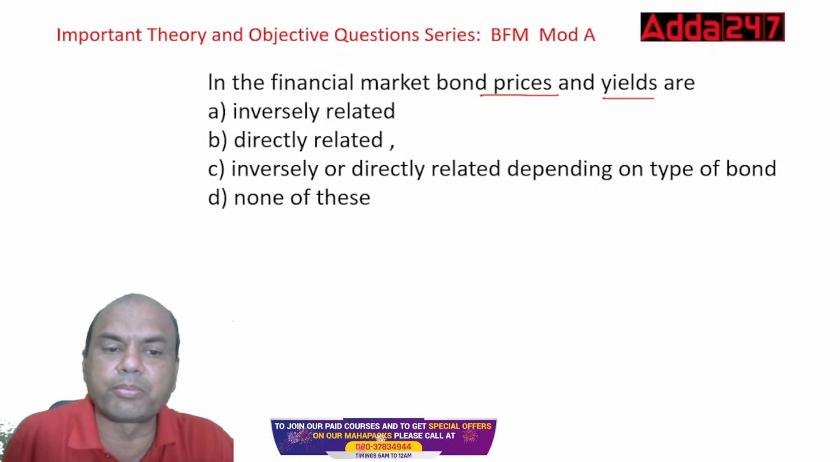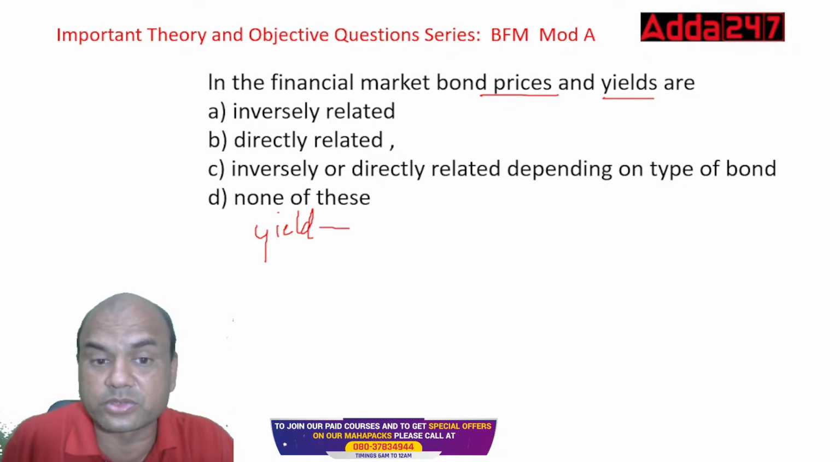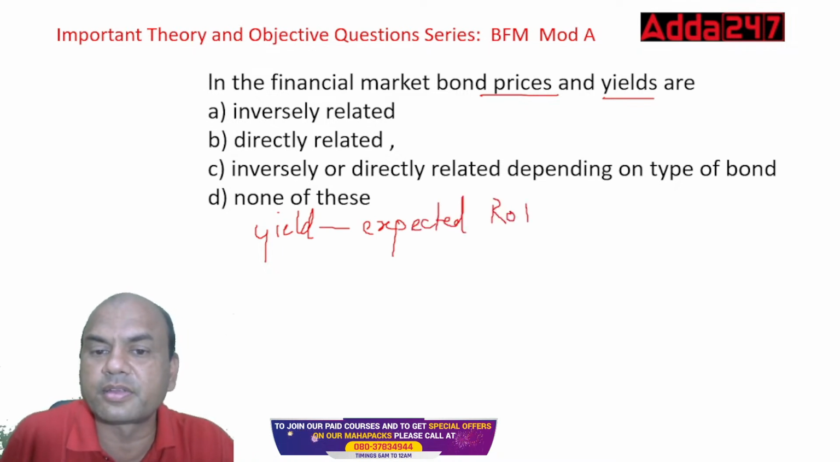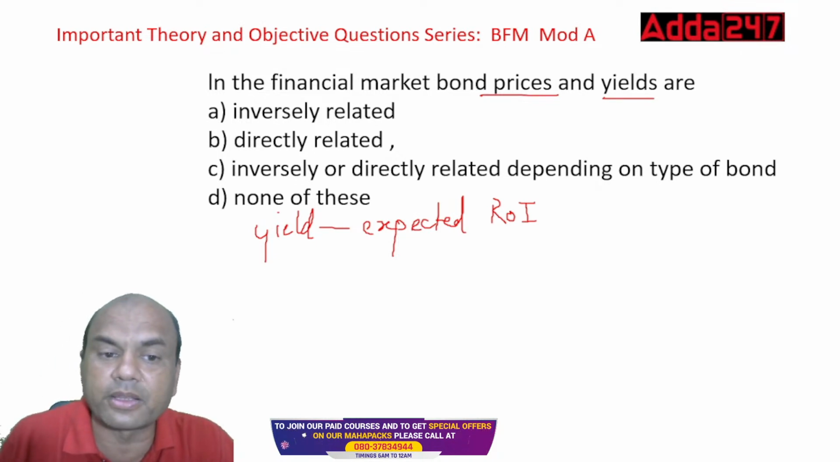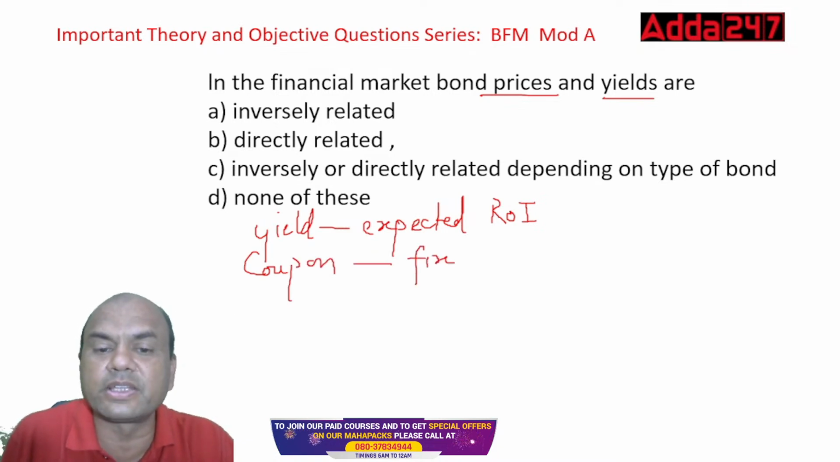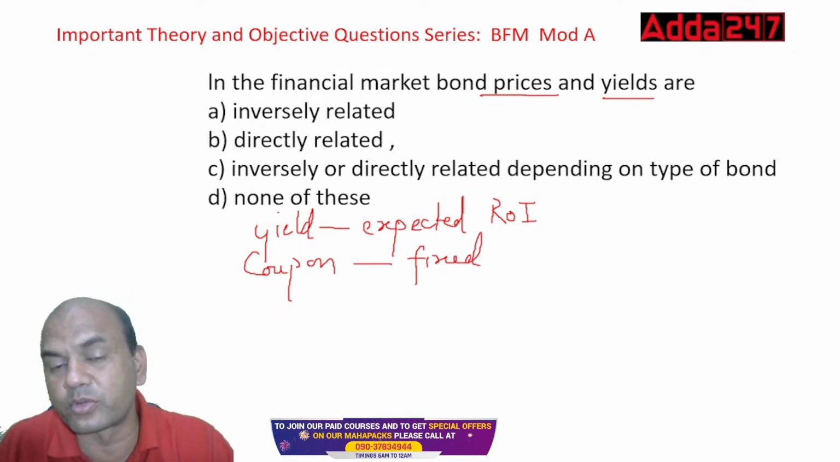Once remember the price of the rate of interest, yield we call it. Yield means what? It's the expected rate of interest, expected ROI. That is yield. There are two rates always in any bond. One is coupon and second is yield, right? So coupon is always fixed. Once it is given, it's fixed. You can't change it. But this yield, the expected rate, goes on changing.